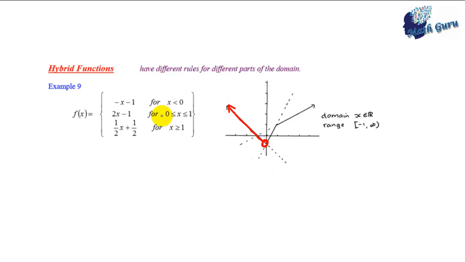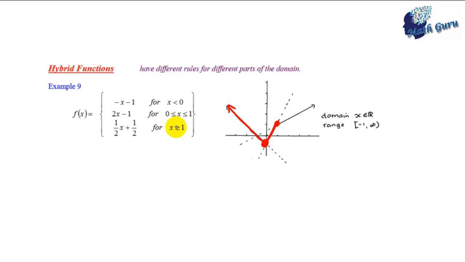The next one, if I put 0 into it, I get 2 times 0 minus 1, which is negative 1. So I now colour this in because it's going to join up. It's got a gradient of 2, and it goes up until 1. So if I put 1 into this function, I get 2 times 1, which is 2, minus 1, which is 1. So I colour that in because I know it's included. It's got an equal sign, and then it's a straight line between those two values.